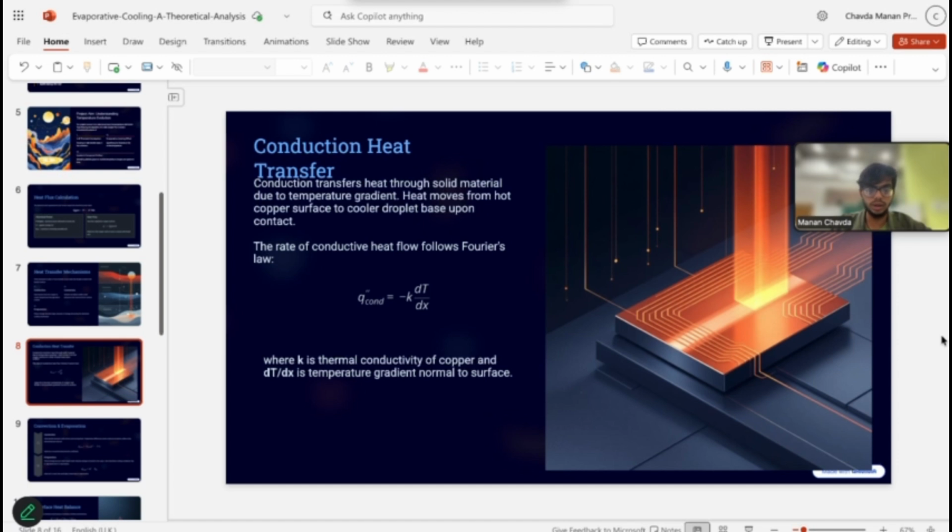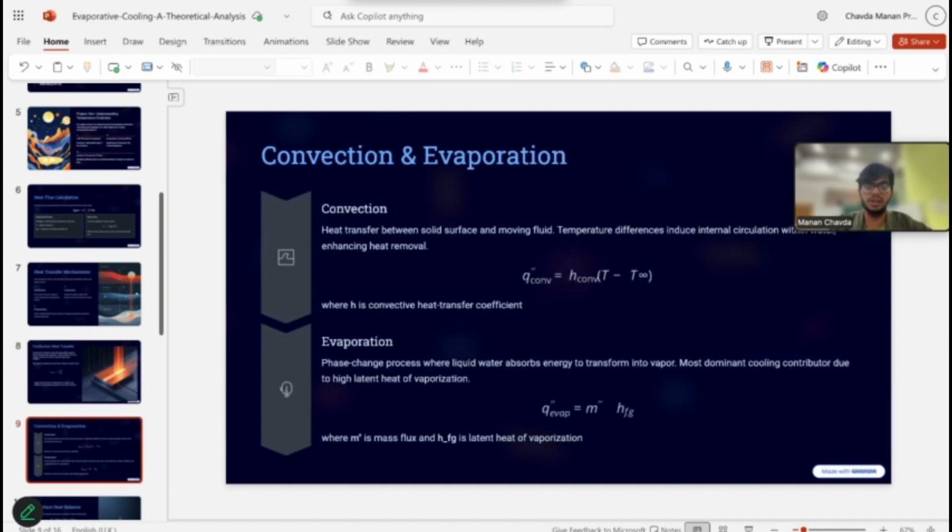Here k is the thermal conductivity of the copper and dT/dx is the temperature gradient. And because the copper has very high thermal conductivity, heat spreads extremely quickly through the block and flows efficiently towards the droplet. Next is convection and evaporation.